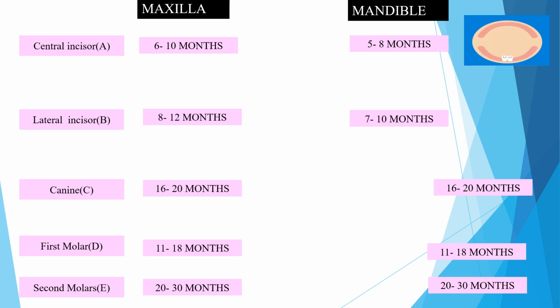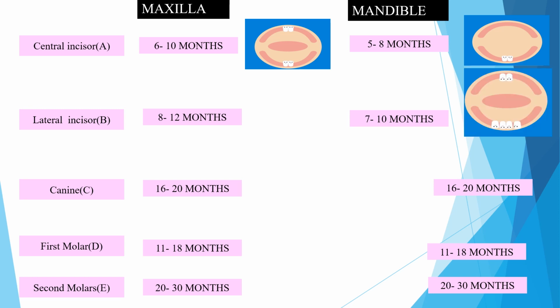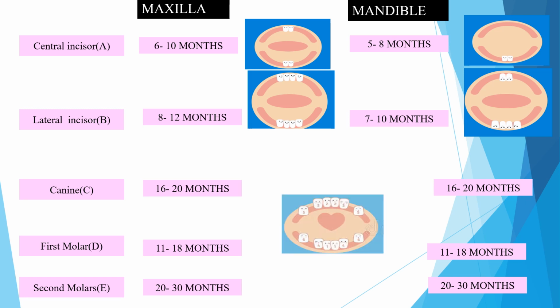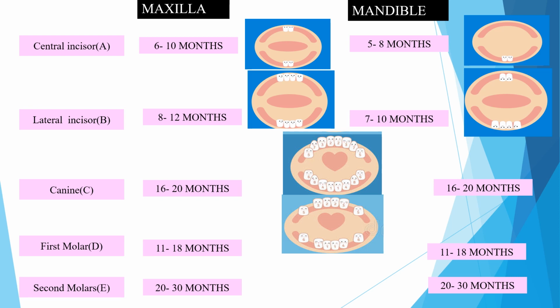In mandible, the central incisor will erupt around the month of 5 to 8. In maxilla, the central incisor will erupt by 6 to 10 months. Then, followed by it, in mandible, the lateral incisor will erupt around the month of 7 to 10. In maxilla, around the month of 8 to 12, your lateral incisors will start to erupt. Then, your first molars will erupt around the month of 11 to 18 in both maxilla as well as in the mandible. Followed by it, your primary canine will erupt around the month of 16 to 20 in both maxilla as well as in the mandible.